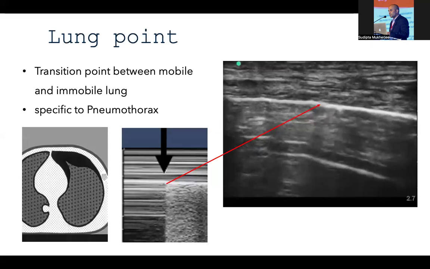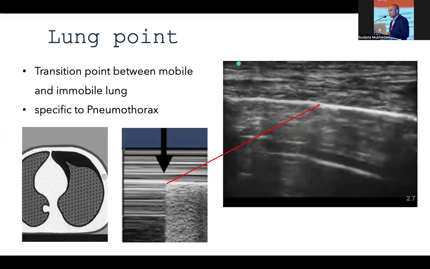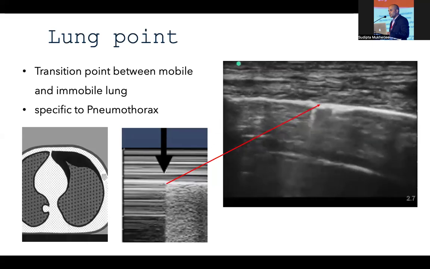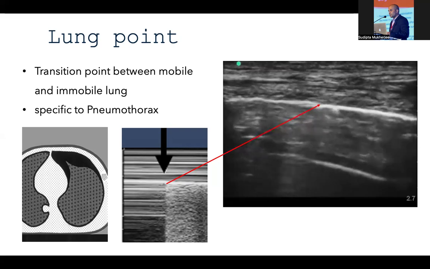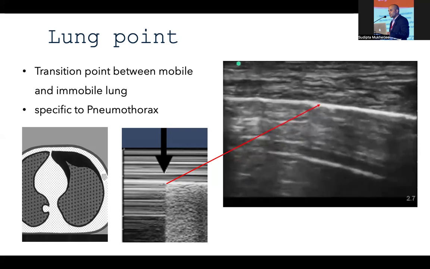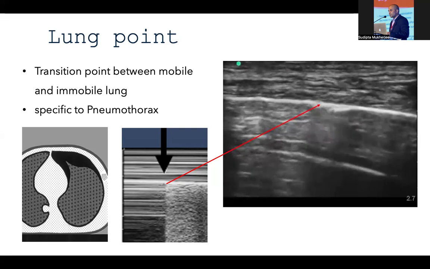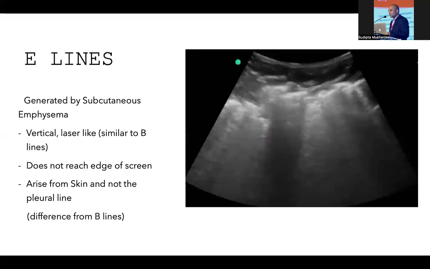What is lung point? It is the transition point between the mobile and the immobile lung. That is the point where the parietal and the visceral pleura get separated. And it is very pathognomonic of pneumothorax in our clinical practice.